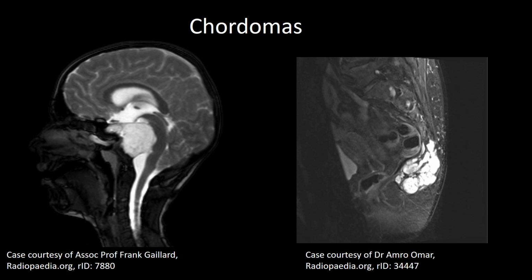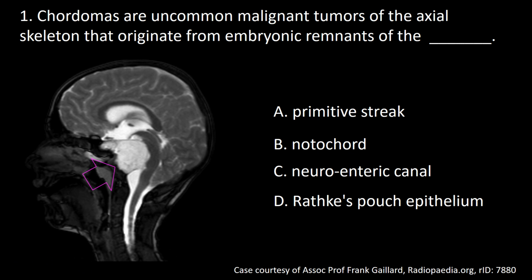The clinical manifestations of chordoma develop slowly and are related to compression of neighboring structures. Hence, they range from signs of cranial nerve involvement and brainstem dysfunction to signs of cauda equina involvement and conus medullaris compression. So the answer to this question is B.